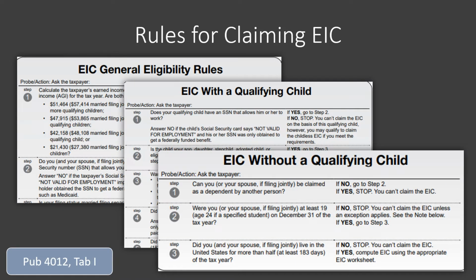And here are some interview flows from our Publication 4012 Tab I for each of those different types of taxpayers that are trying to claim the credit. So again, we have a flow for our general eligibility rules, our rules for claiming with a qualifying child, and our rules for claiming without. So a resource that's available.